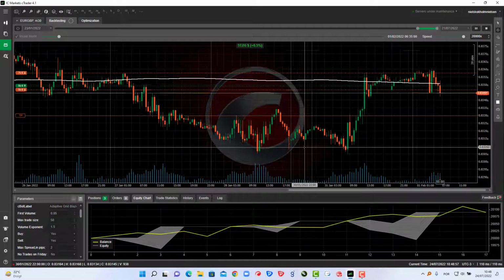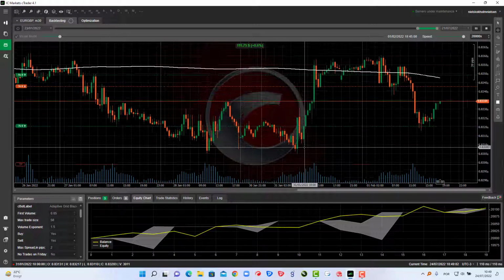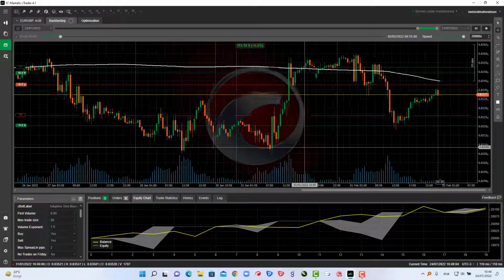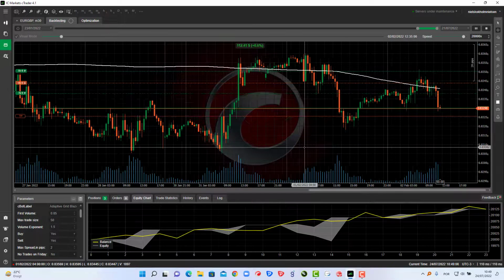Okay, so lesson learned. So what happened here? As we increase the multiplier on the grid setting, the requirement for retracement is now lower. We need less retracement to exit with profit.